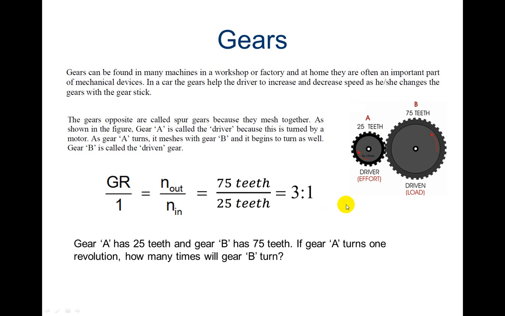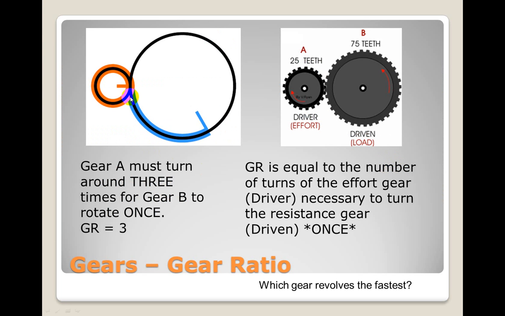Gear A has 25 teeth and gear B has 75 teeth. If gear A turns 1 revolution, how many times will gear B turn? This one goes 1 time around. Gear B then is only going to end up going 1/3 of the way around. So gear A must turn around 3 times for gear B to rotate once. That's where we get the gear ratio equal to 3.